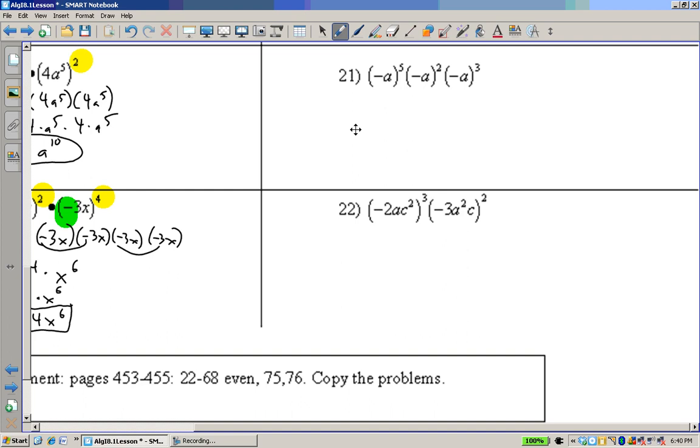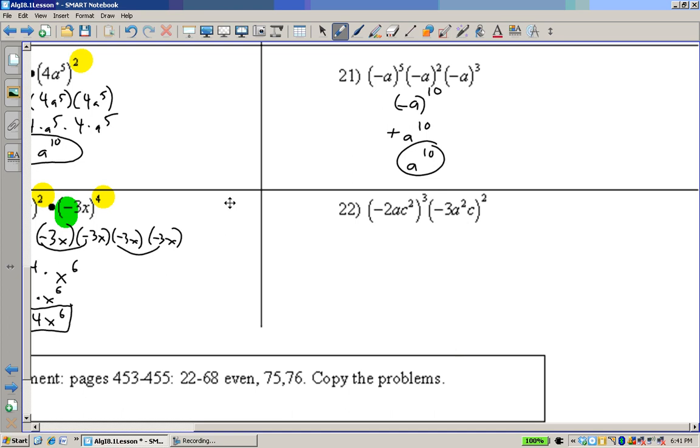Okay. On this one, we have how many negatives? 5 negatives, and then 2 negatives, and then 3 more negatives. All these are parentheses. So really what we could do is just combine all this together. They're all the same base, so I could say the opposite of A is 5, 6, 7, 8, 9, 10. Well, 10 is an even number, so there's going to be an even number of negatives, which will make A positive. And then, of course, we just have the A to the 10th. So A to the 10th it is.